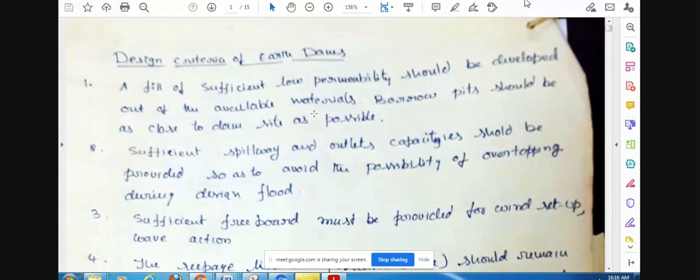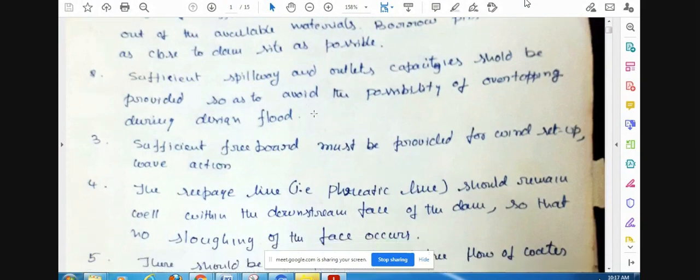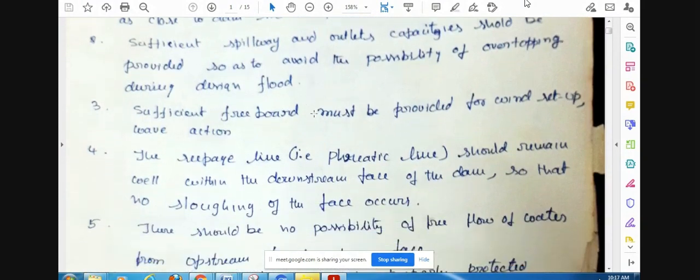Due to wind action or wave action, water may try to escape from the top of the dam. If your freeboard is relatively less, therefore you always have to maintain a sufficient freeboard to avoid this type of situation. And the fourth one is the seepage line, that is called the phreatic line.